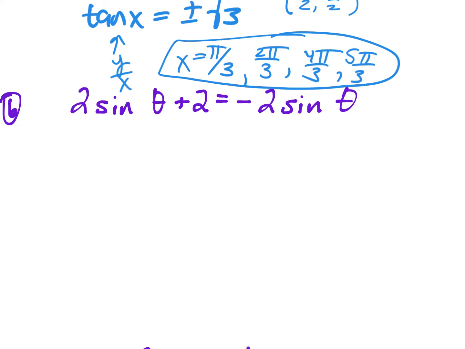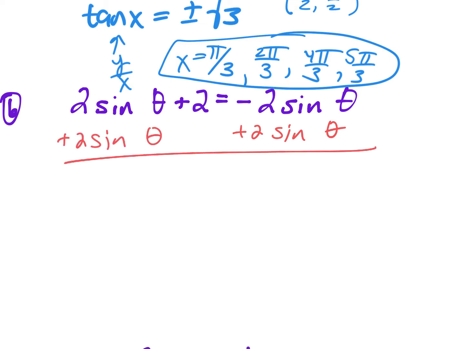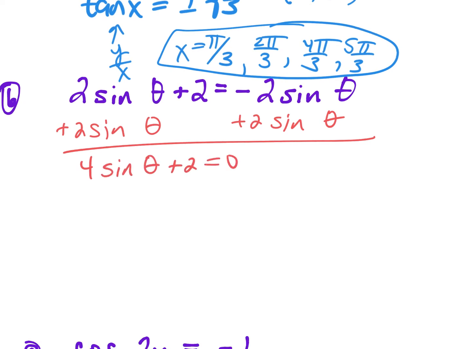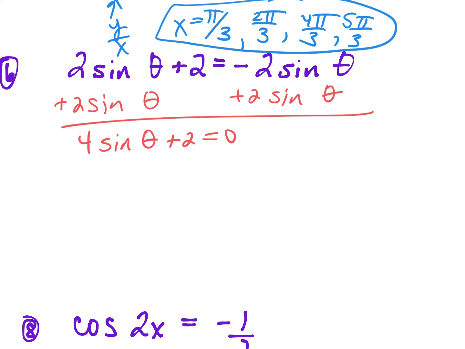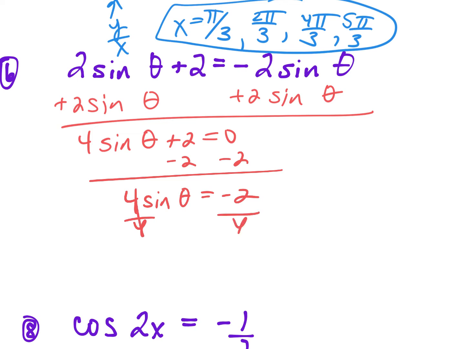All right, same type question. It's just a different trig function. So what should I do? You can add 2 sine theta. Good. Could I have just subtracted it from the other side too? Again, whatever you guys want to do. So 4 sine of theta plus 2 equals 0. Now what? Subtract 2. So 4 sine of theta equals negative 2. Then what? Divide by 4. And I get sine theta equals negative 1/2.